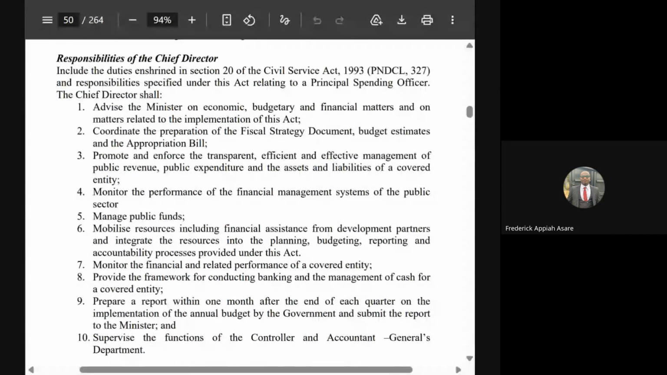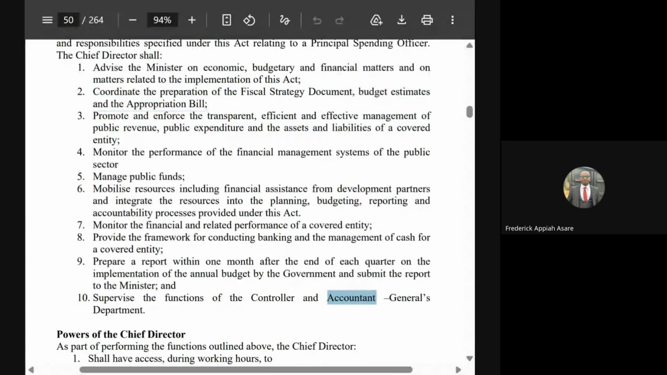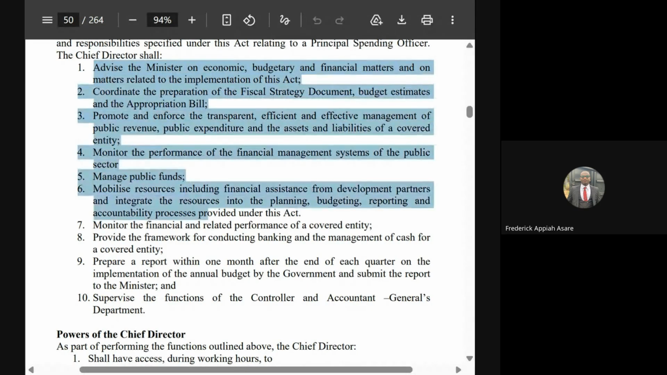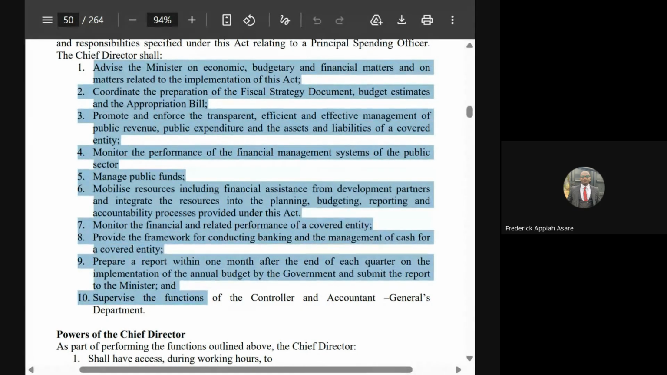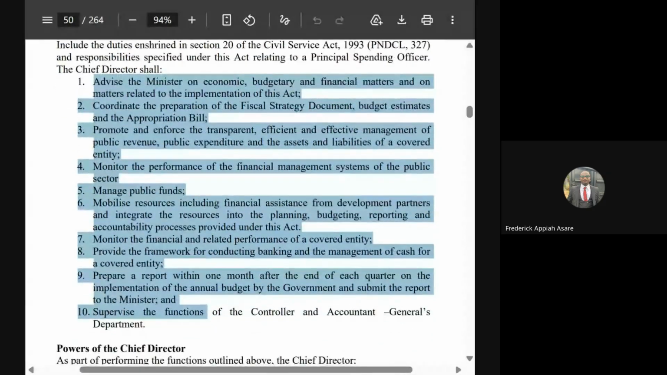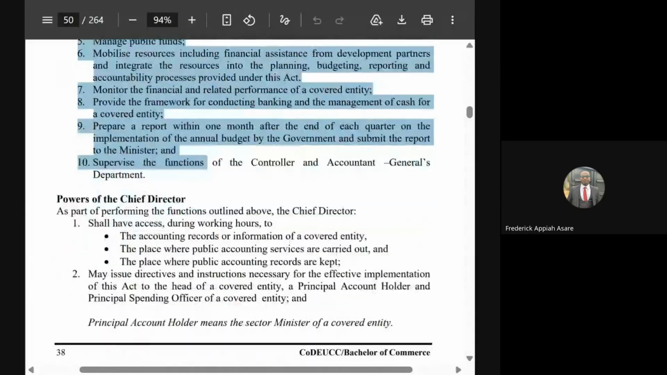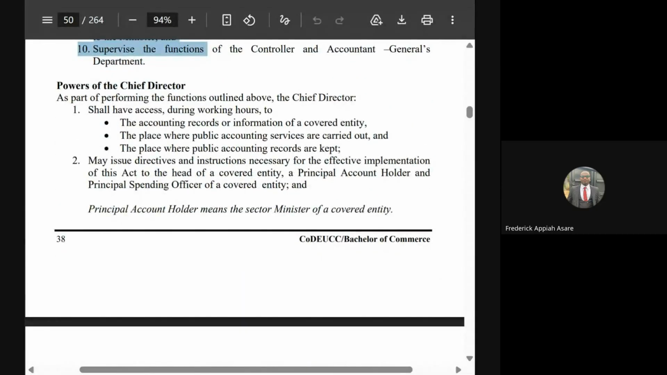The chief director also advises the minister on economic, budgetary, and financial matters. He also coordinates the preparation of the fiscal strategy documents, budget estimates, and appropriation bills. They promote and enforce transparency, monitor performance of the financial management system, and manage the public funds. So you can choose any four of these responsibilities of the chief director. And when you are being asked at the exam, you must be able to also give them to us.